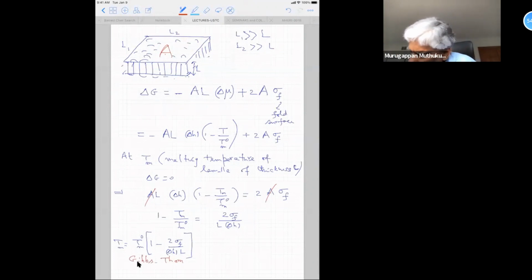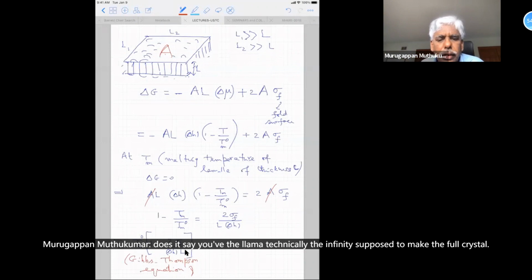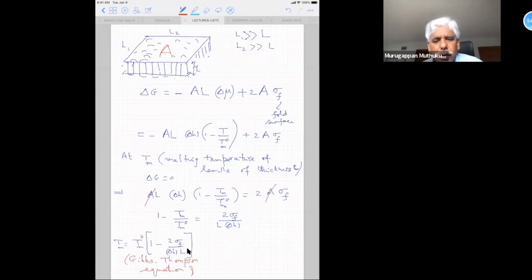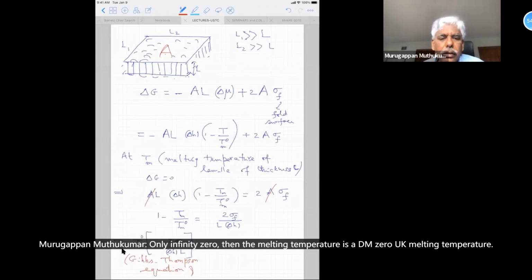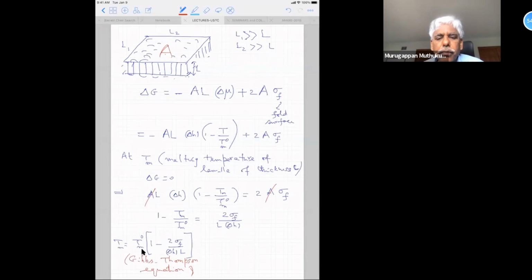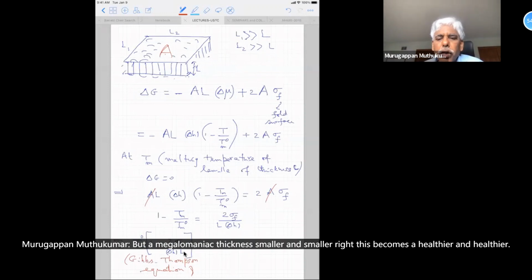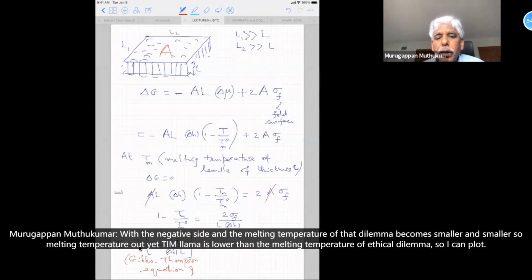Gibbs-Thomson. And what does it say? If the lamellar thickness is infinity, suppose it makes a full crystal, 1 over infinity is 0, then the melting temperature is Tm0, the equilibrium melting temperature. When I make the lamellar thickness smaller and smaller, this term becomes larger and larger with a negative sign, and the melting temperature of that lamella becomes smaller and smaller. So the melting temperature of a thin lamella is lower than the melting temperature of a thicker lamella.